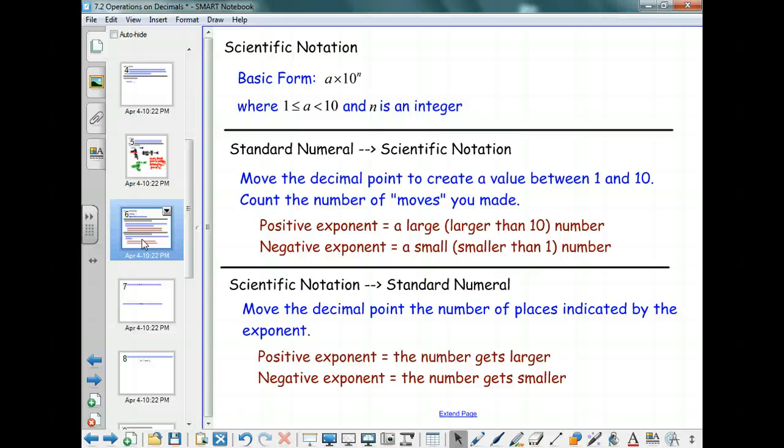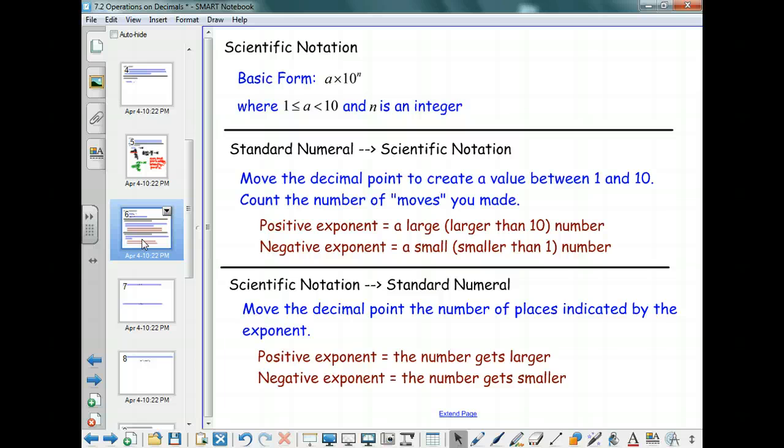So, scientific notation: the basic form is a number, which has some considerations, being multiplied by 10 to the power n. That number A in the front has to be between 1 and 10. It could actually equal 1, but it can't equal 10. And it could be a decimal as well; it doesn't have to be a whole number between 1 and 10. And the number n, the power or exponent of the 10, has to be an integer. So no fractions or decimals in the exponent.